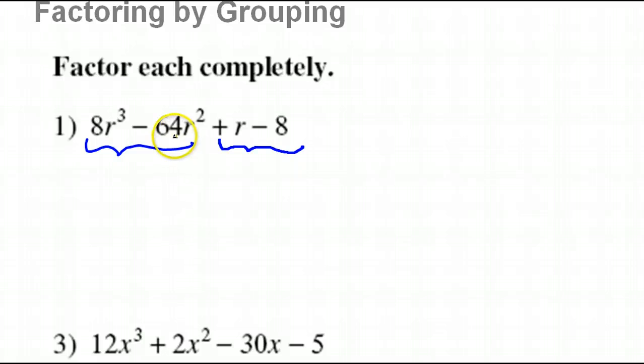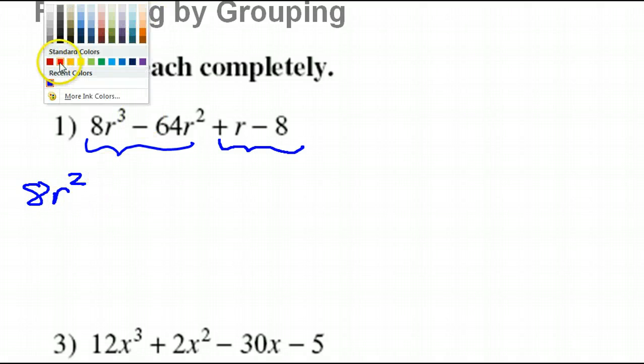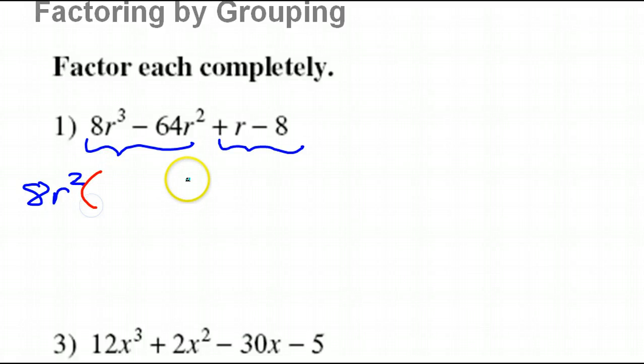Now, looking at these first two terms, what is the greatest common factor, the GCF? Well, hopefully you notice that 8 divides into both of these. So the GCF is going to include 8, and variable-wise, r squared. Both terms have at least 2 r's. So there's my GCF. Now, what's going to be left behind? Well, this is going to leave behind r minus 8.